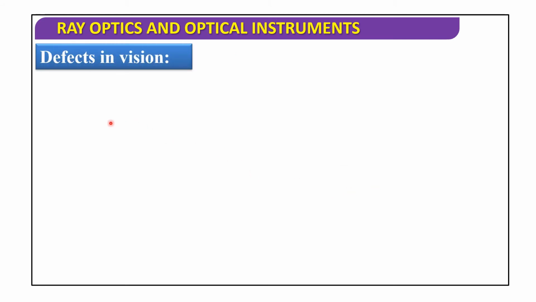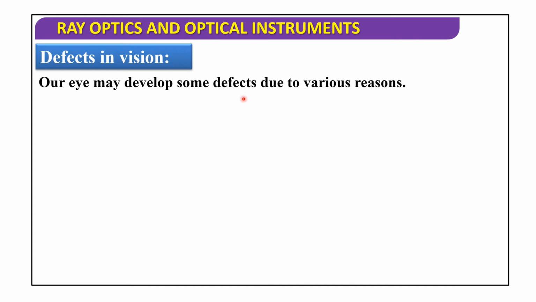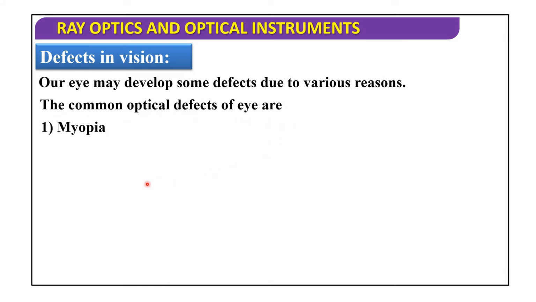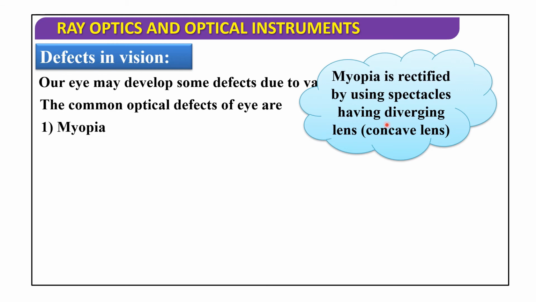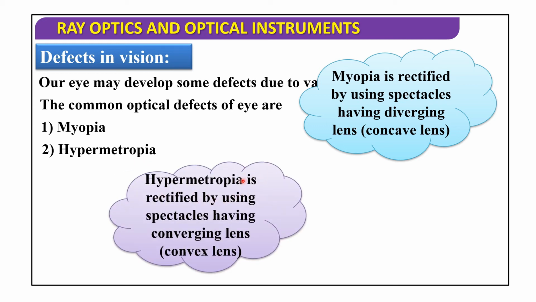Now we'll discuss defects in vision. Our eye may develop some defects due to various reasons. The common optical defects of the eye are myopia. Myopia is rectified by using spectacles having diverging lens, that is concave lens. Next, hypermetropia. Hypermetropia is rectified by using spectacles having converging lens, that is convex lens.